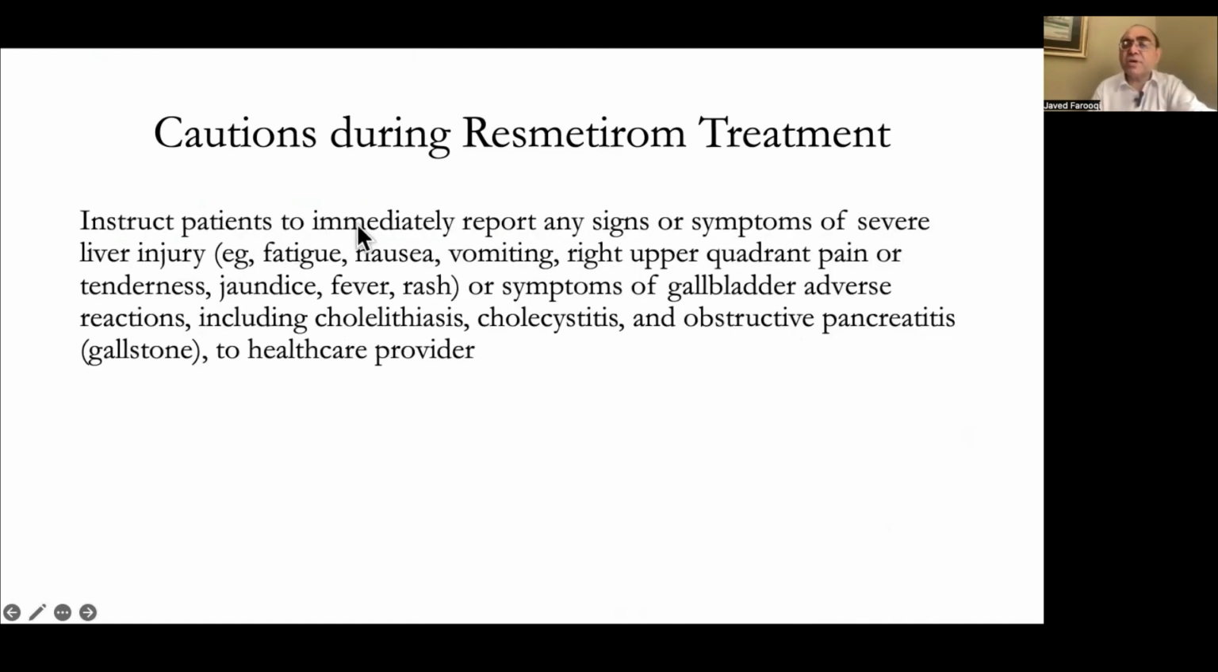Instruct patients to immediately report any signs or symptoms of severe liver injury, for example, fatigue, nausea, vomiting, right upper quadrant pain or tenderness, jaundice, fever, rash, or symptoms of gallbladder adverse reactions, including cholelithiasis, cholecystitis, and obstructive pancreatitis from gallstones, to the healthcare provider when they are using resmetirom.